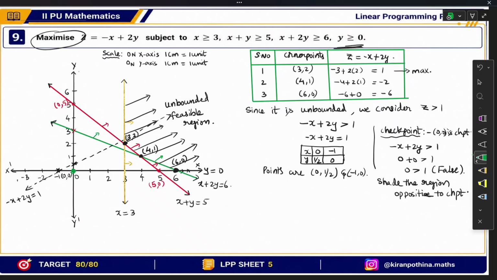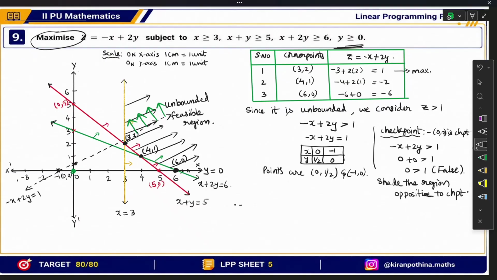Okay, checkpoint is down, (0, 0). We got false. False means which side we need to draw? So this is our new region. Okay, this is our new region. Now if you observe, old region and new region, both are coinciding or not? Okay, so to get the minimum value or maximum value, there should not be any common points.